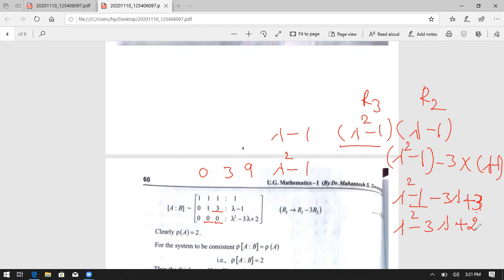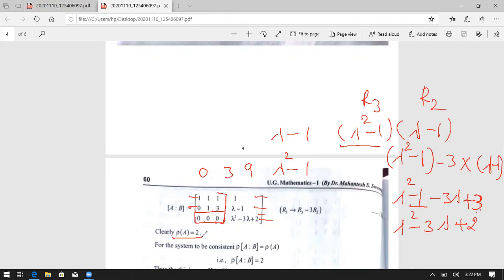Okay, after that R3 is 4. Then finally you write here the rank of A is equal to 2. Why? Here only 1 and 2 non-zero elements are there. That's why the rank of A is equal to 2 and the rank of the augmented matrix is equal to 3. You see here, 1, 2, 3. That is the rank of the augmented matrix equal to 3, and rank of A is equal to 2.